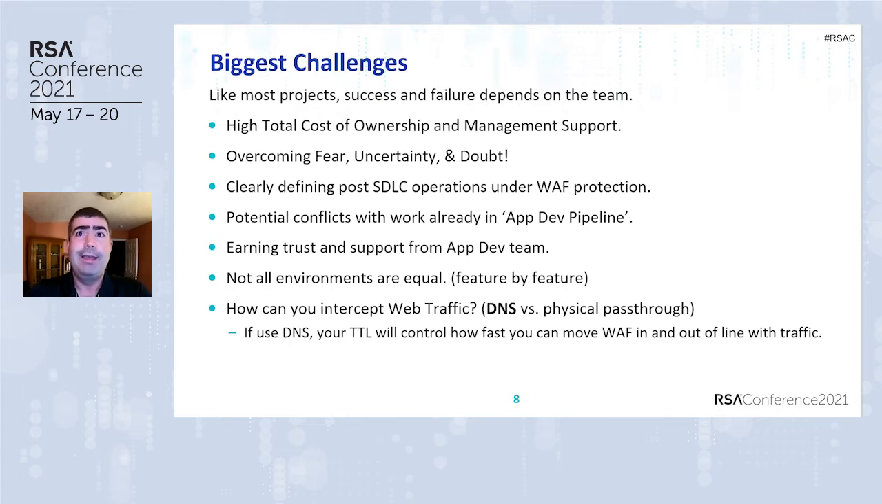We'll talk about that. And then we had to decide, how are we going to intercept traffic? Now, generally you can intercept web traffic via DNS or by inspecting a certain network segment of traffic, much like you would do with an IPS. Personally, I prefer DNS, and every WAF that I rolled out was done via DNS.